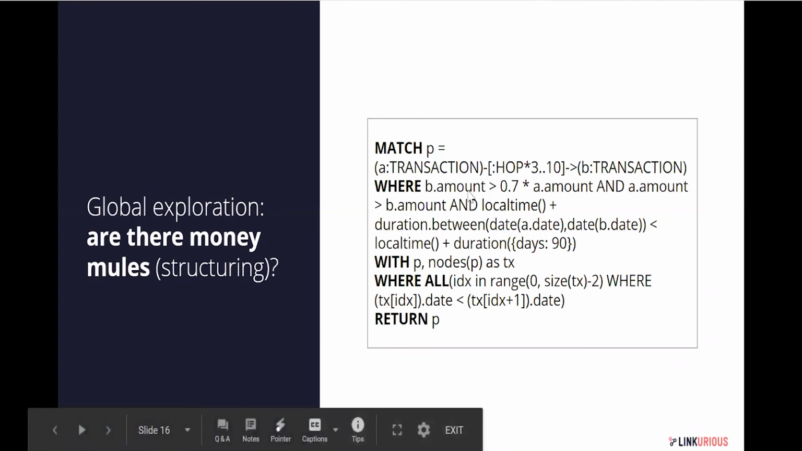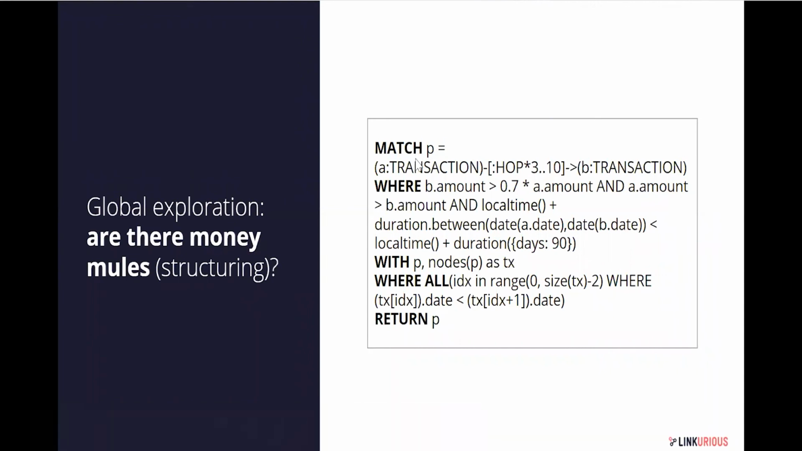So what do we have here? It starts with a match clause where we are trying to find two transactions, transaction A and transaction B. And we are first doing some checks in a where clause, where we want to make sure that the amount at the end of the cycle is above 70% of the amount at the beginning of the cycle, and we want to have a time limit between the beginning of the cycle and the end of the cycle, which is 90 days.